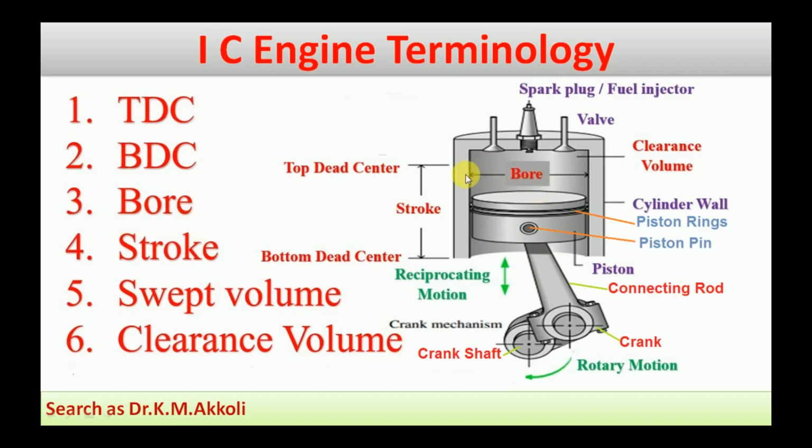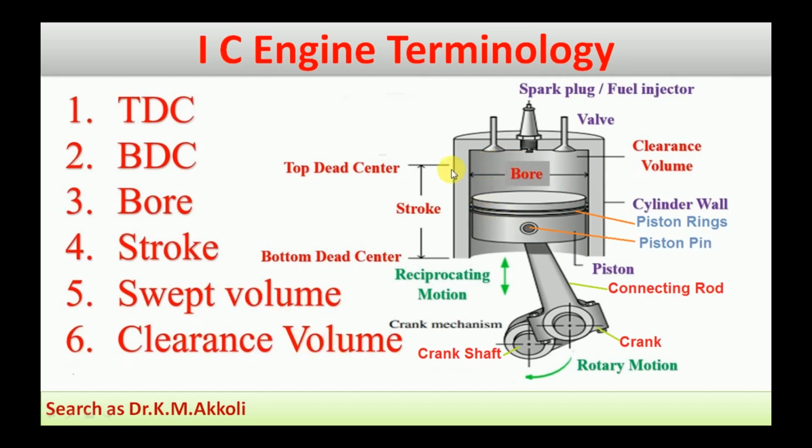Then bore: it is the internal diameter of the engine cylinder. Next, stroke: the stroke is the distance travelled by the piston from one end to the other end. This is the stroke, and it is also called the stroke length. And this is the swept volume. The swept volume means the volume of gas swept during the travel of the piston over this stroke length.